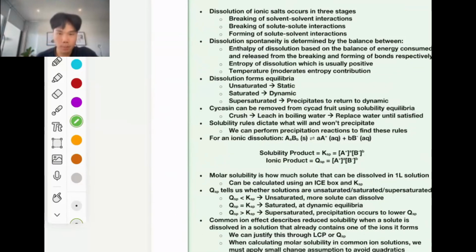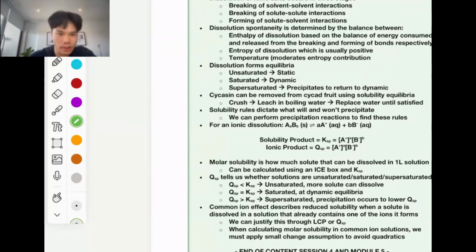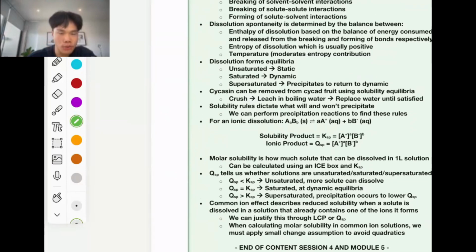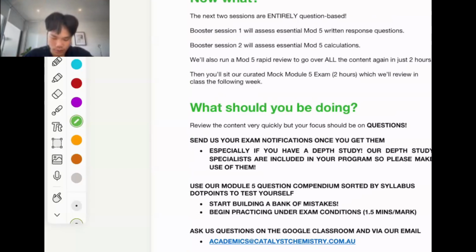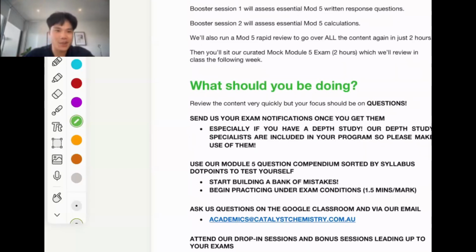Okay. And that brings us to the end of mod 5. Took a little bit longer than I hoped. But to finish off on the final inquiry question, we talked about dissolution of ionic salts, determining spontaneity through enthalpy, entropy, and temperature change. Dissolution in terms of what an unsaturated, saturated, and supersaturated solution is. The cycad fruit, solubility rules, ionic solution, solubility product, ionic product, molar solubility, QSP versus KSP, and finally the common ion effect. So let's take a quick break because that was a fair bit.